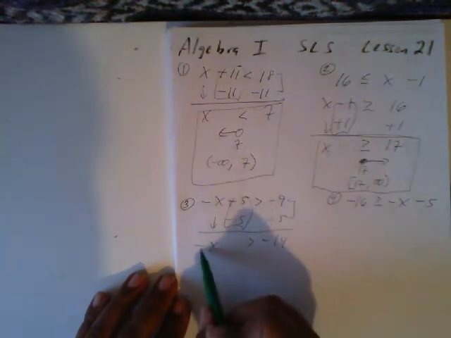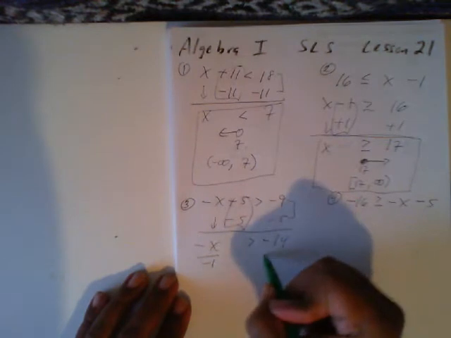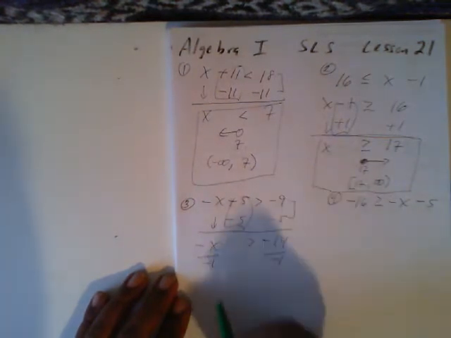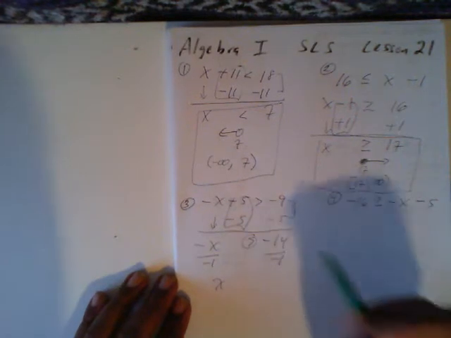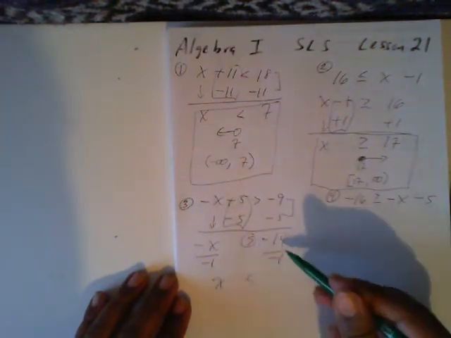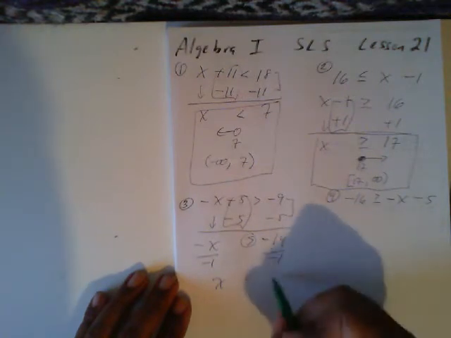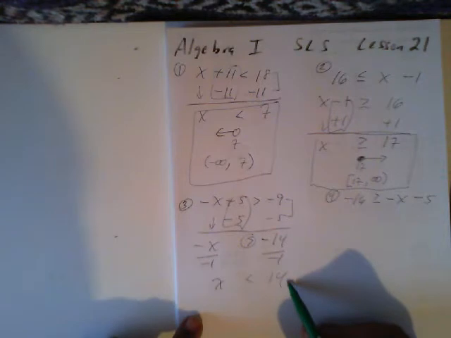Okay, now to get rid of the negative here, we're going to have to divide by negative 1 on both sides. So divide by negative 1, divide by negative 1. This gives us a positive x, but the rule says when you ever divide by negatives, you'll get a sign change. So this will go from a greater than sign to a less than sign. Negative 14 divided by negative 1 is positive 14, and this right here is our set notation answer.